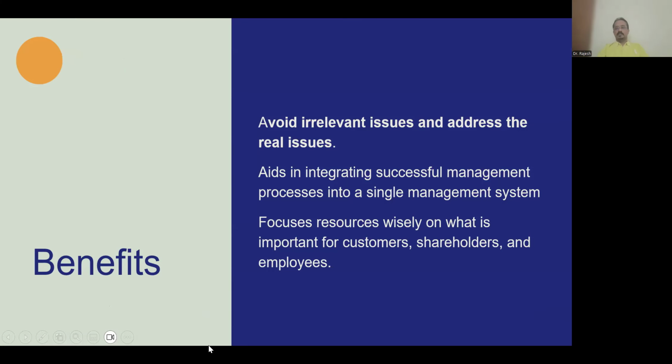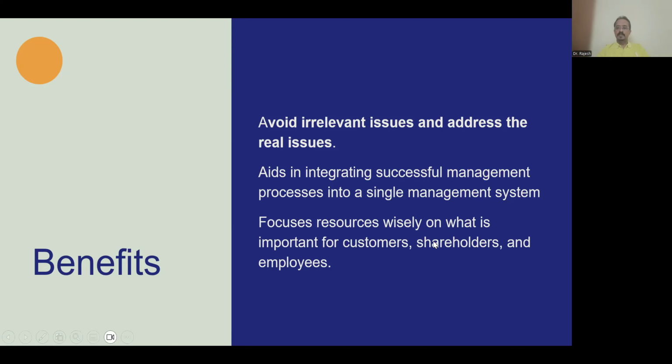So what is the benefit of creating this particular define? First, it avoids irrelevant issues and addresses the right issue. For example, I have 5 or 6 issues, and in that I am going to work on only one particular problem to identify a solution. So it will become very relevant. Okay, and the scope is very clearly defined, right? It aids in integrating the successful management process into a single management system. So whatever I am identifying will become a single management system to complete it.